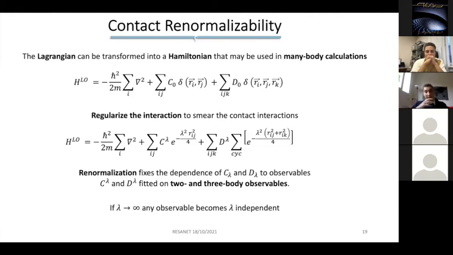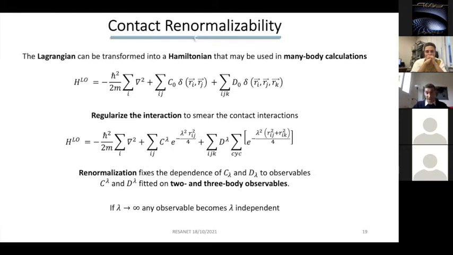Now, if any observable that I can calculate with this Hamiltonian will not depend anymore on the cutoff when the cutoff goes to infinity, so for example, the observable has a 1 over the cutoff dependence, so it becomes independent when the cutoff goes to infinity, the theory is said to be renormalizable, at least at leading order. And I can extrapolate all my observables to the contact limit, so as to get back the initial Hamiltonian.